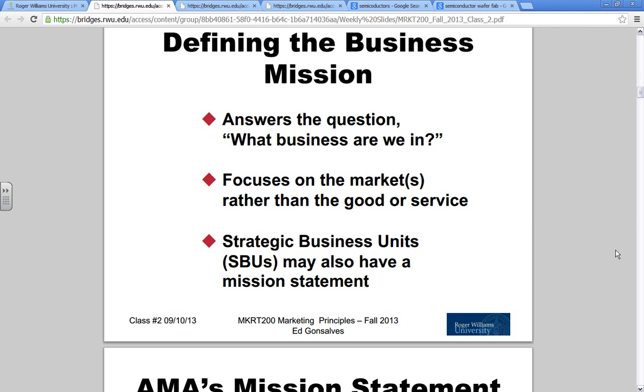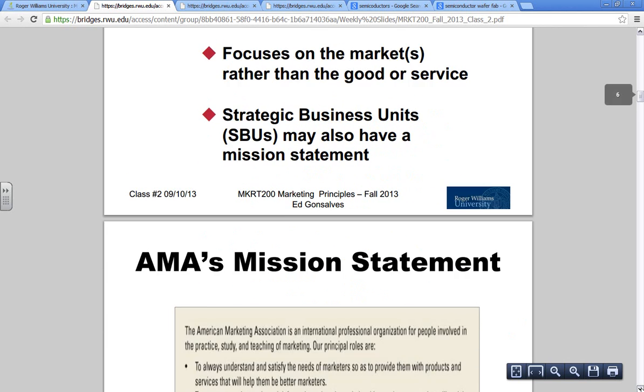Strategic business units can be subsets. So you often start out as a business with maybe one product, one service, a one-trick pony, and then as time goes on, you maybe expand those and look at what's going on. Every organization should have some details on what it is as a mission.